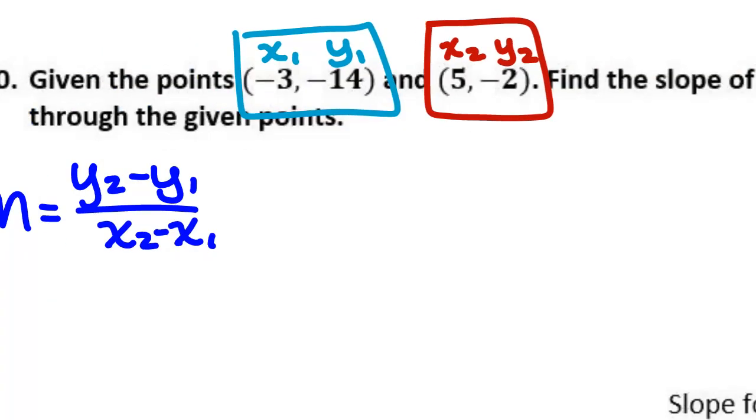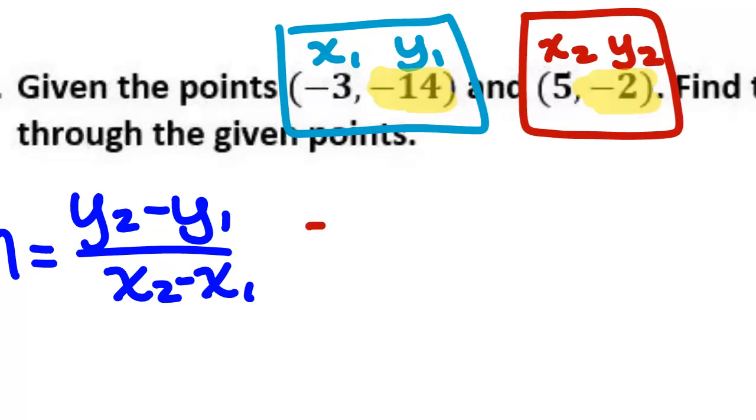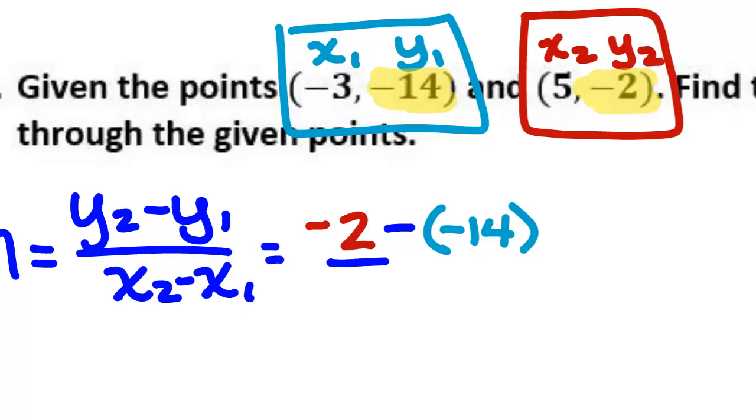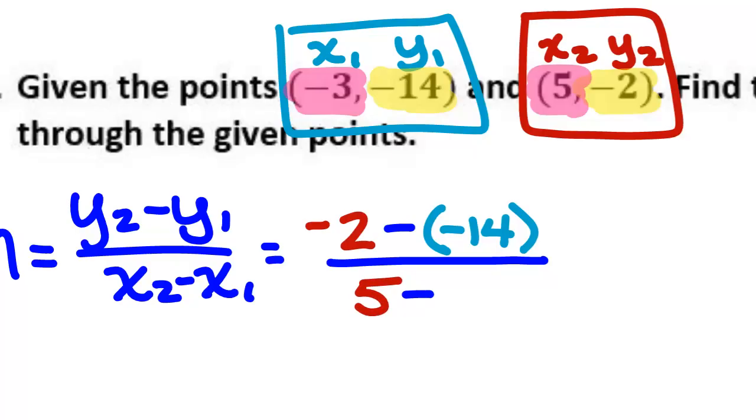So in my numerator, I want just the y's. So my numerator uses these two numbers right here. So I would have -2 minus -14. In my denominator, we're going to use the x's, so these two numbers. So I would have 5 minus -3.